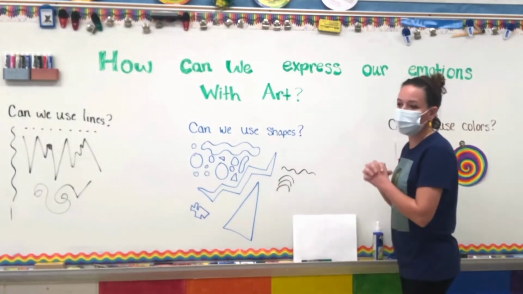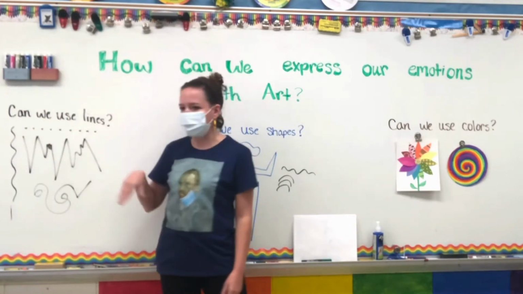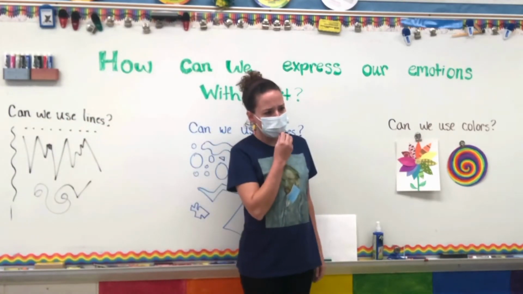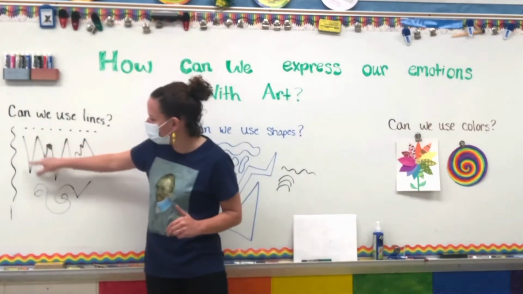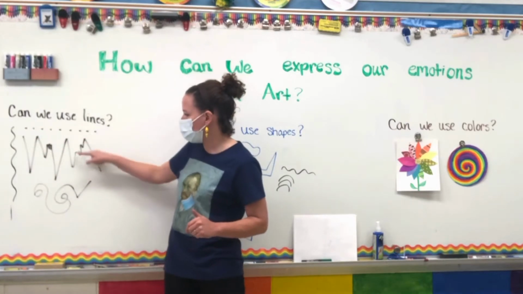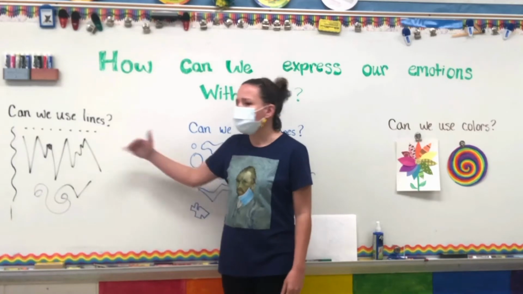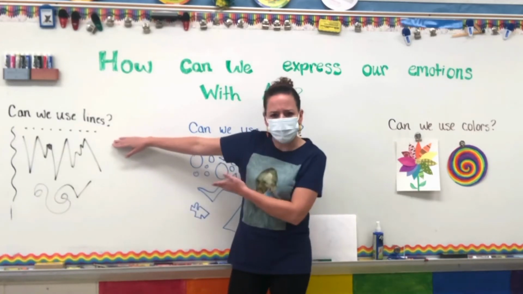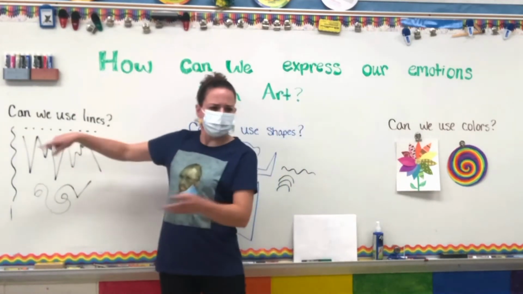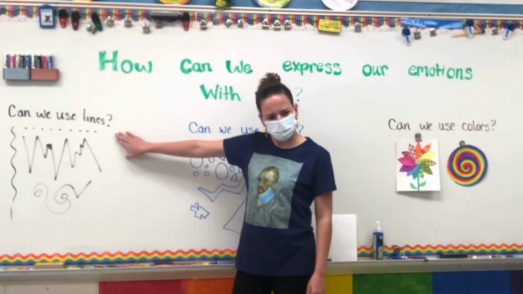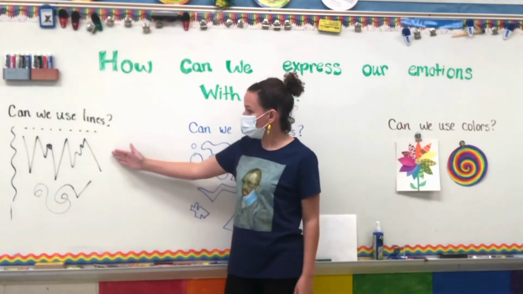So one thing we can use, I have it written up here on the board: can we use lines to show how we feel? Just by looking at this kind of crazy line right here with these sharp points, what kind of emotion do you think somebody would be feeling? You can say it out loud. What do you think somebody would be feeling with that kind of line on their art? They could like it, so they could be happy. That could be a happy one, right?